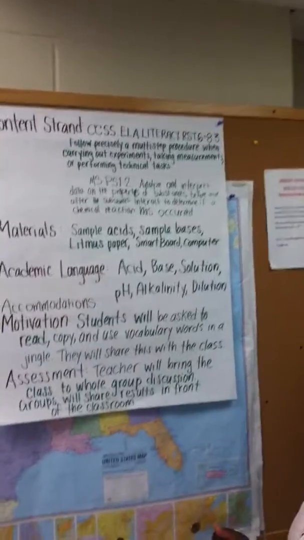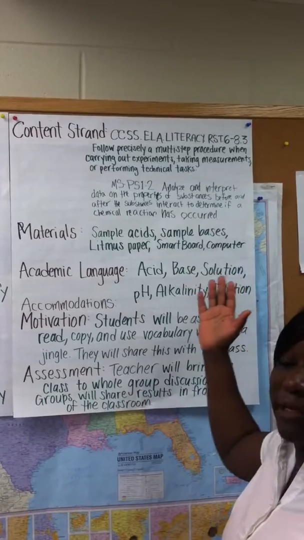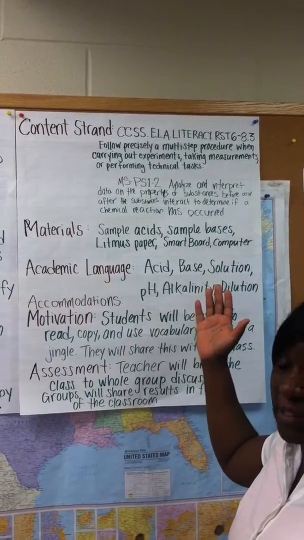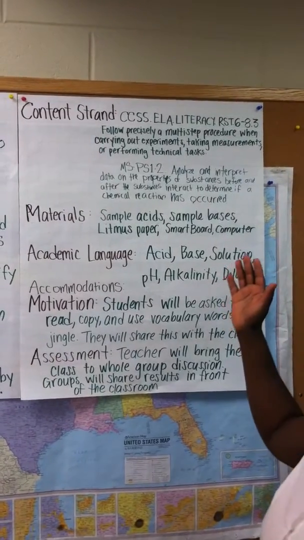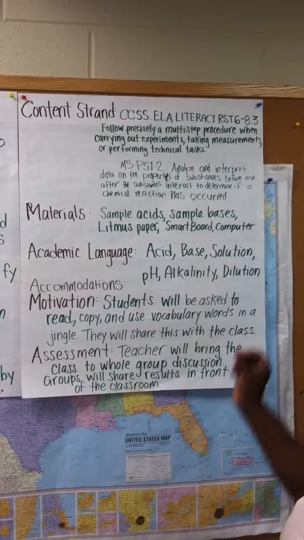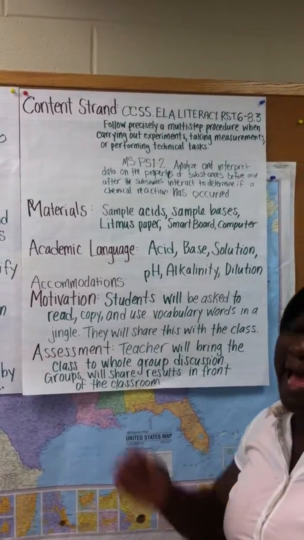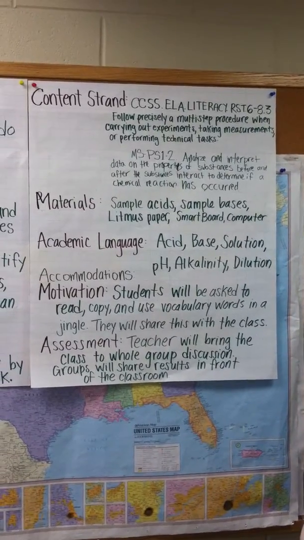Our content strand is CCSS. We have our literacy strand, where we have to infuse literacy into our lesson. And we have our science standards, which say students will be able to analyze and interpret data on the properties of substances before and after the substances interact to determine if a chemical reaction has occurred.